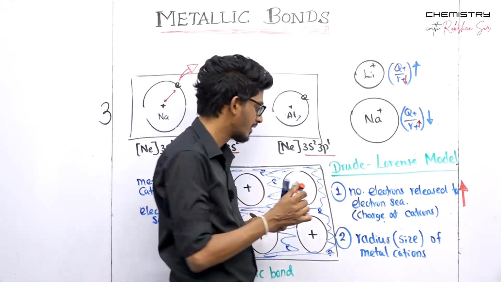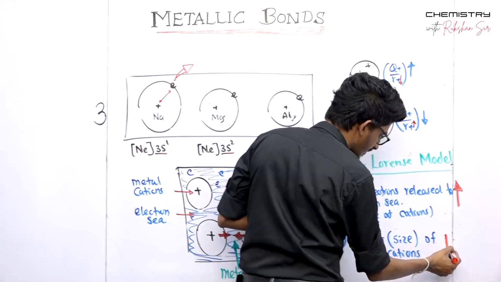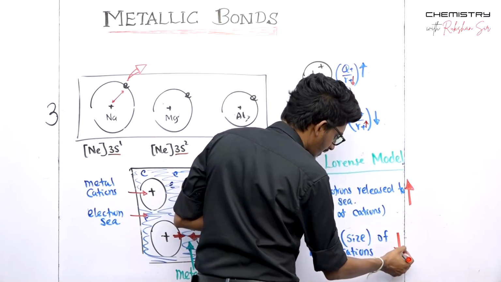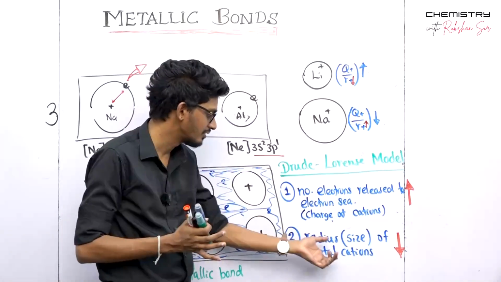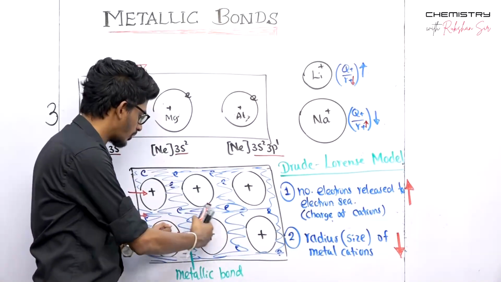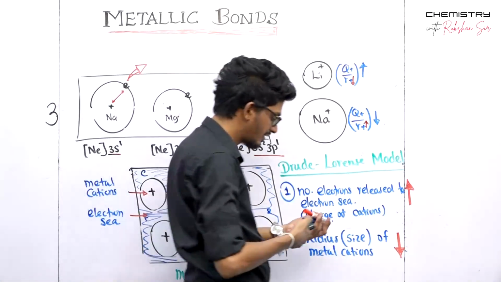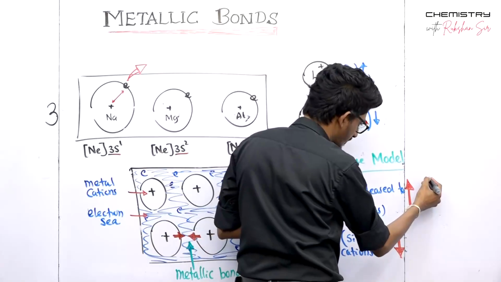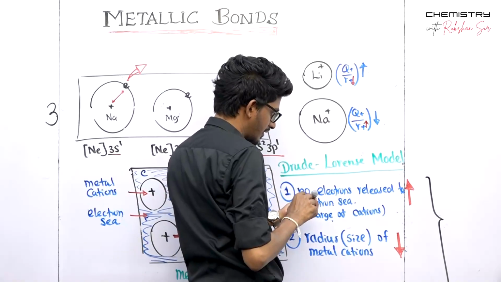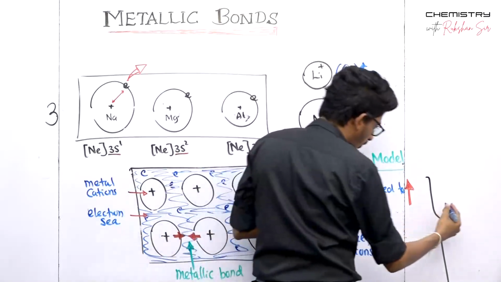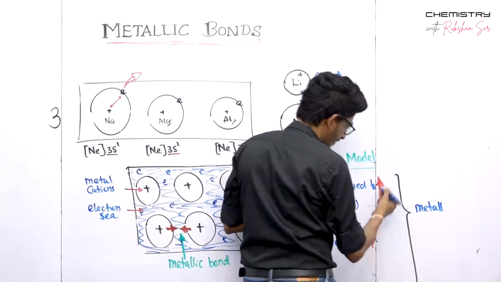So if the radius or the size of the metal cation is small, then your metallic bonding strength will be high. That means their charge density or charge strength is high, so they will strongly attract to the negatively charged electron sea. That is the idea. These facts will lead to a stronger metallic bond. So metallic bonding strength will be high if these things happen.